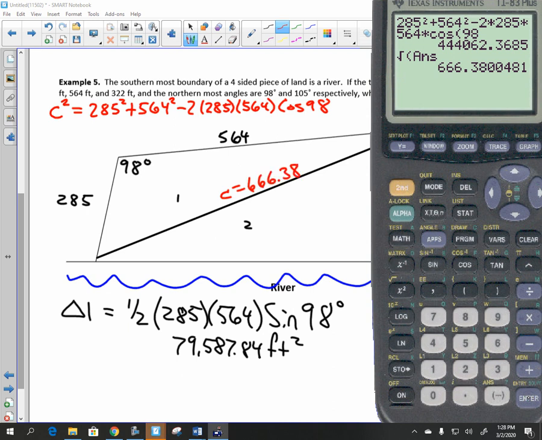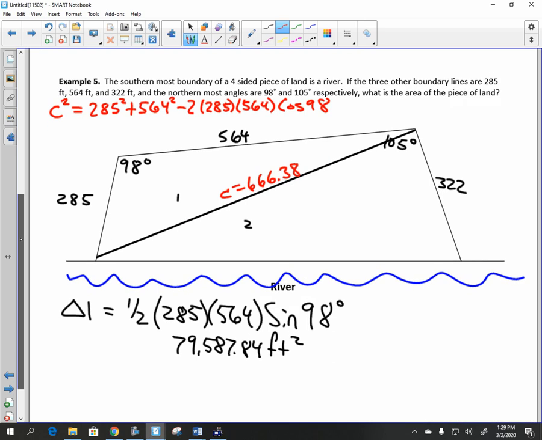That's not it. No. Almost makes us feel like we should just stop, huh? Just take the F. Does it make sense as you look at this that C should be longer than 564? Why? Because it's across from the 98-degree angle. We are almost done, folks.